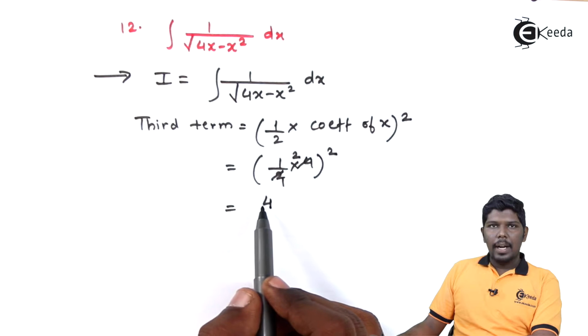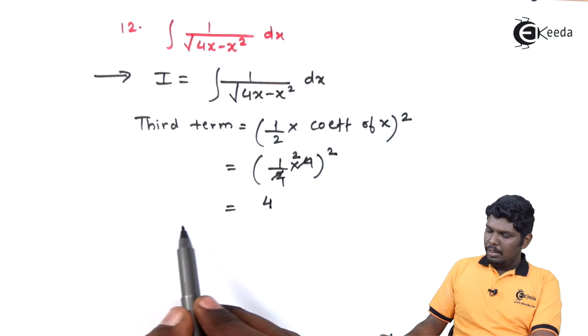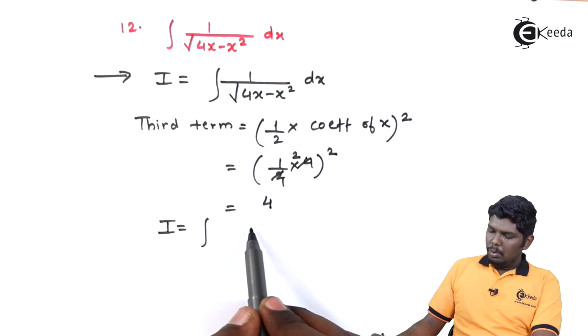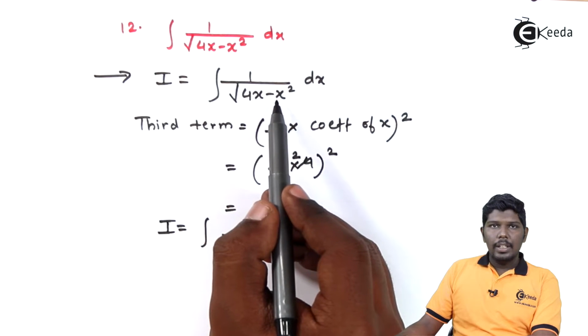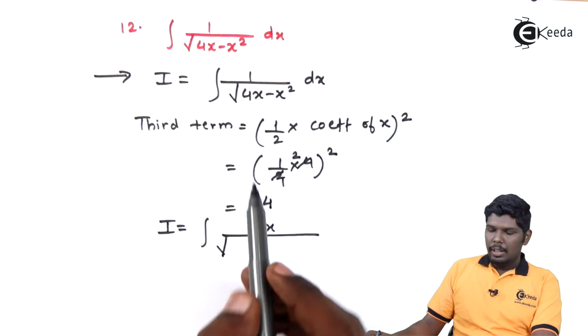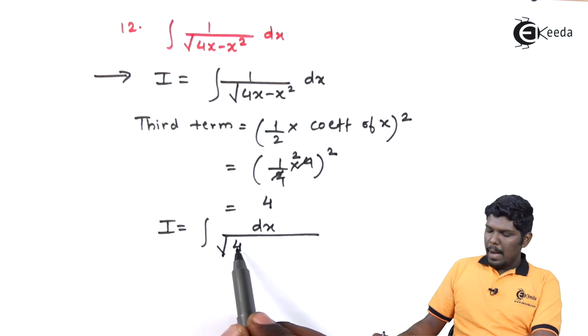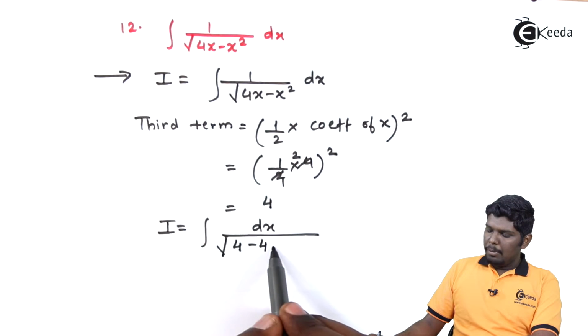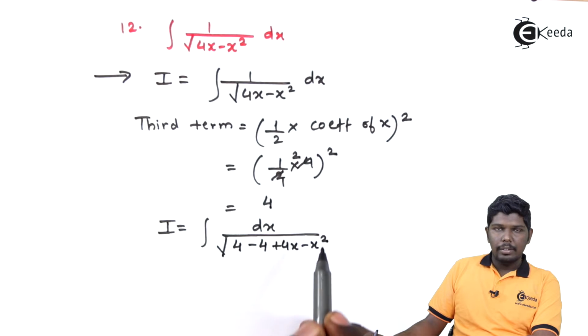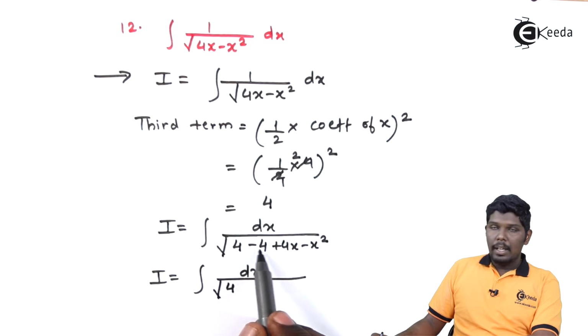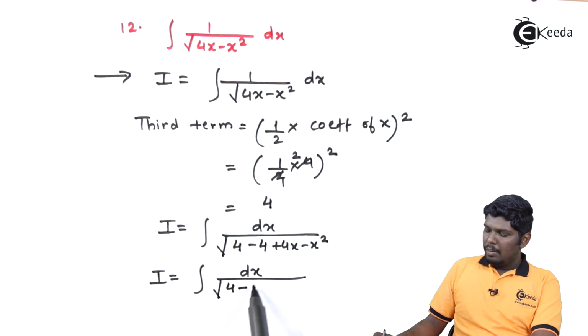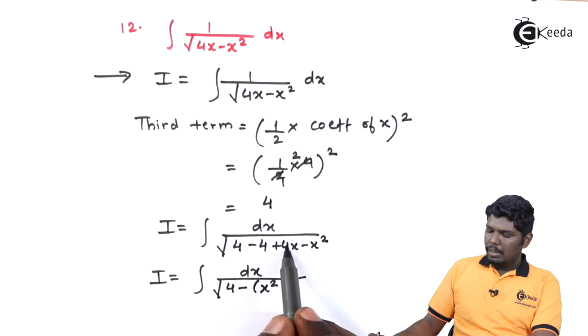Now let us add and subtract this third term in the denominator. This will give you dx upon under root. Since our x square is negative, we need to give it minus 4. Therefore, we will start with positive 4, balance it by minus 4, and further we have plus 4x and minus x square. I is equal to integral dx upon under root 4 as it is, taking minus common from these three terms, we have minus of plus x square minus 4x and minus 4 will become plus 4.